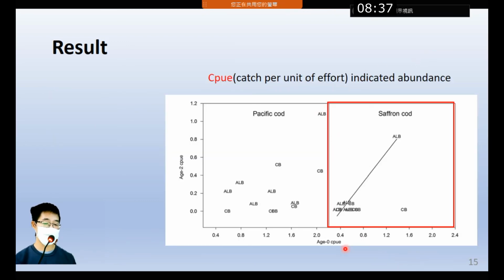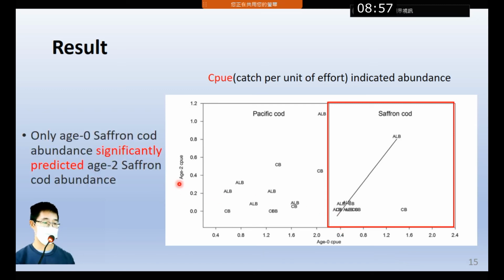And in this figure, the x-axis is the H0 CPUE, and the y-axis is the H2 CPUE. And we can see in this figure, only the saffron cod can be compared with the H2 CPUE. So it means only the H0 saffron cod can predict the H2 saffron cod abundance.